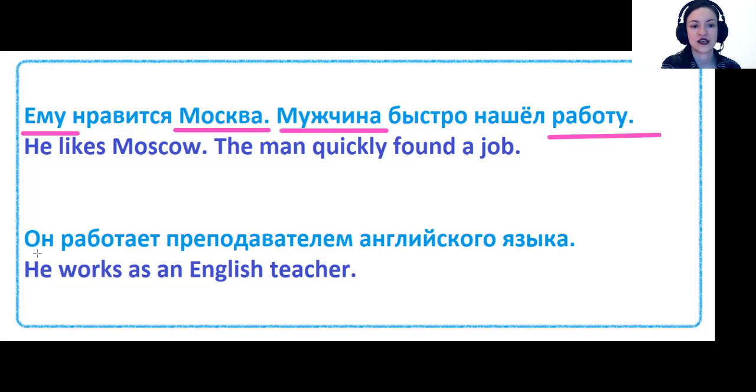Он работает преподавателем английского языка. Он, again, here it is a subject, nominative case. Он работает преподавателем. Here, if we talk about profession, after работает, we have to use the fifth case, instrumental case. That's Russian grammar, because we have some triggers. I mean, we have some prepositions or some verbs after which some case is triggered. So работает needs instrumental case.